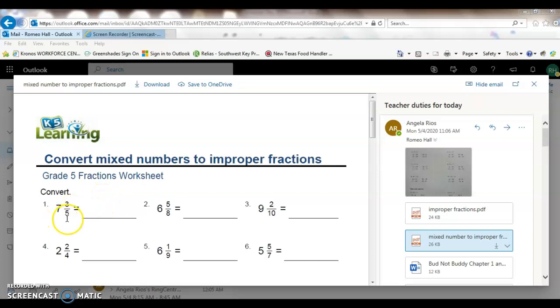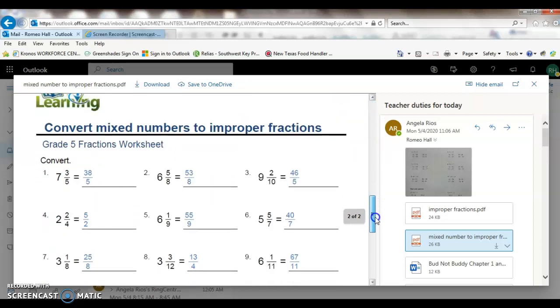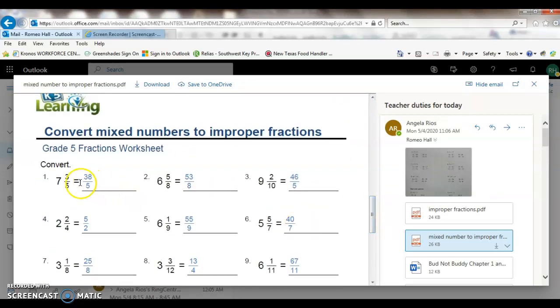So first we're going to do 5 times 7 plus 3. Again, we're going to do 5 times 7, which should be 35, plus 3 equals 38. So the answer should be 38/5. And there it is, 38/5.